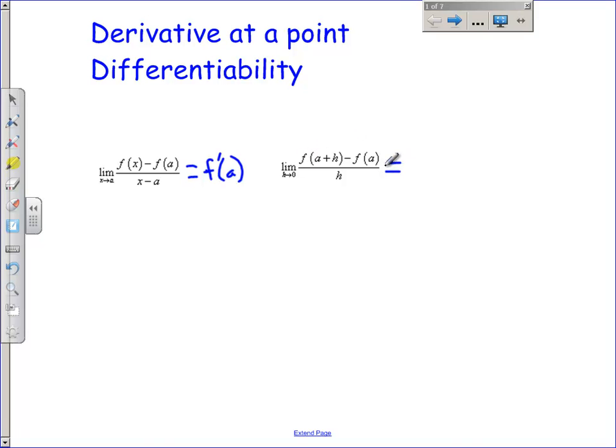There's another version, which is f of a plus h minus f of a over h. This will also find f prime of a. I'm going to show you how to interpret these in question form. We're also going to look at differentiability.